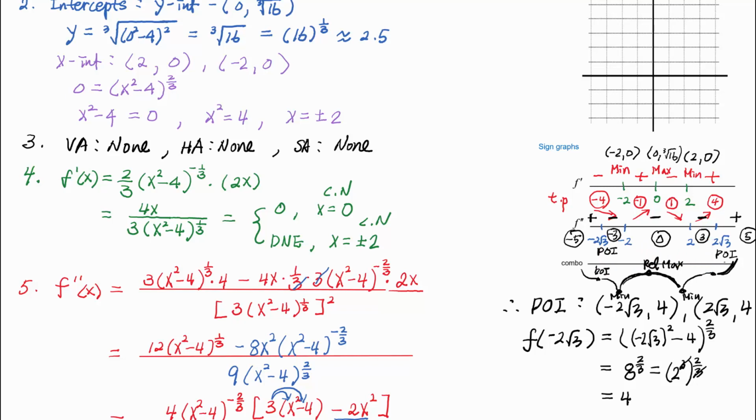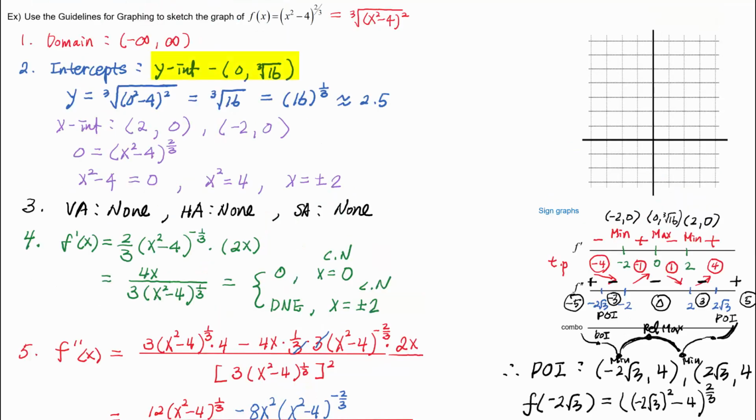All right, so let's put all that information together to graph our function. Our y-intercept is (0, 2.5). We don't have any asymptotes. Our minimum was (-2, 0) and (2, 0). Our maximum is my y-intercept. My point of inflection is at negative 2 radical 3. It was about (-3.5, 4). And another one is (3.5, 4).